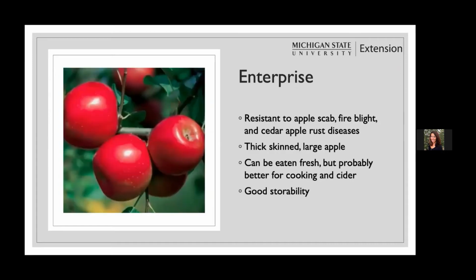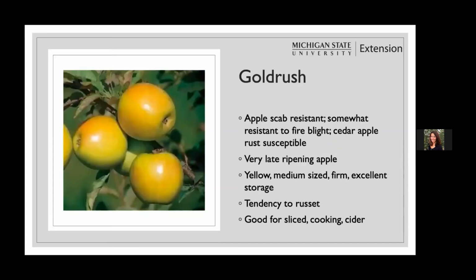Enterprise, again, a great variety in terms of its disease resistance, but one thing I want to note about this variety is that it has a very thick skin. So it's a large, red, beautiful apple, but for some folks, having that thick skin is a turnoff because it doesn't snap as well when you're eating it fresh. But if you're not worried about fresh eating, you could still use it for cooking or making cider, and again, it has good storage properties.